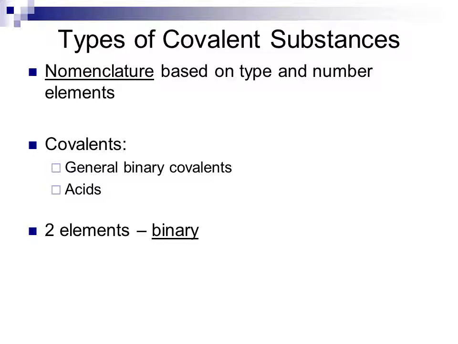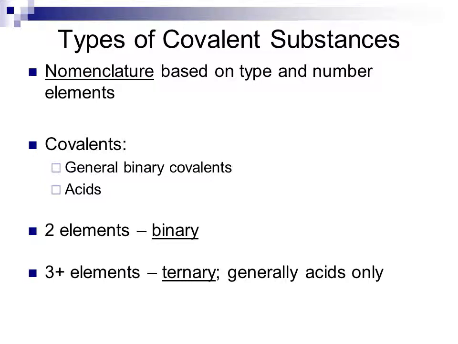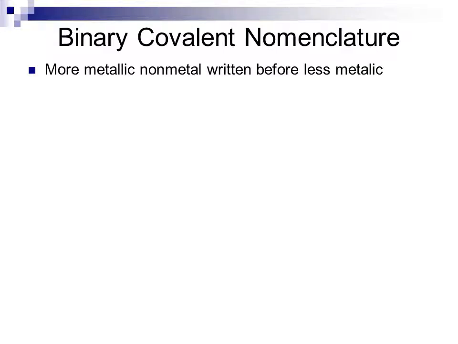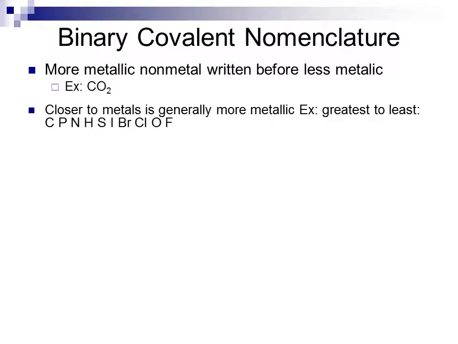If a compound is made of two different elements, it is, just like the ionic, a binary system. If it is made of three or more elements, it's a ternary system. As far as covalent substances are concerned, this is generally only with acids. Binary covalent nomenclature is written with the more metallic nonmetal before the less metallic nonmetal. For example, carbon dioxide. Carbon is more metallic than oxygen is, so it's written first. The thing that is closest to the metals, from greatest to least, carbon to fluorine, in this series of common covalent substances, as you see here.